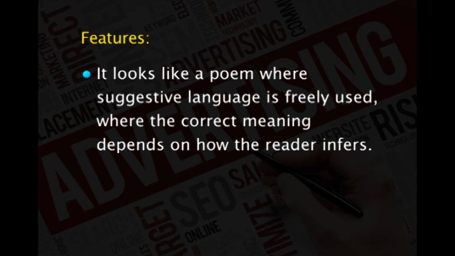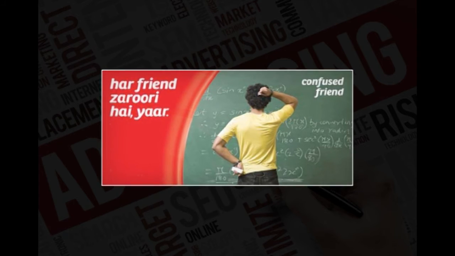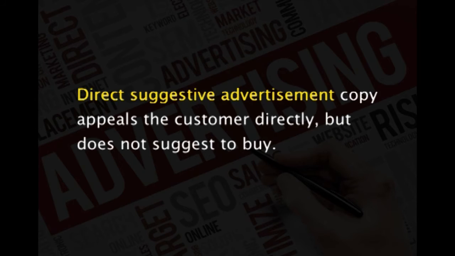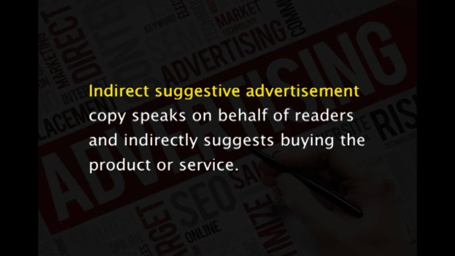It looks like a poem where suggestive language is freely used, where the correct meaning depends on how the reader infers. The advantage of this copy is it helps in quick decision making. Suggestive copy has two types: direct, indirect. Direct suggestive advertisement copy appeals the customer directly but does not suggest to buy. Indirect suggestive advertisement copy speaks on behalf of readers and indirectly suggests buying the product or service.